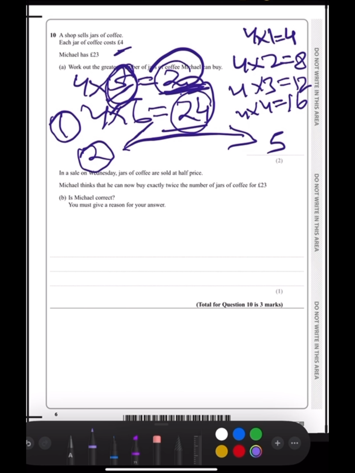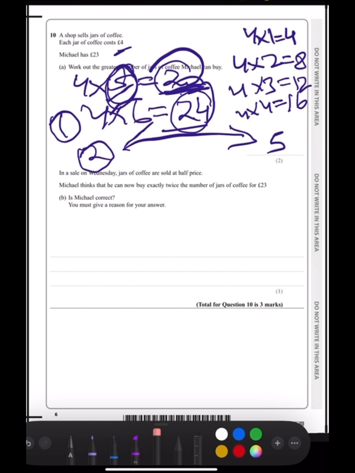In a sale on Wednesday, jars of coffee are sold at half price. Michael thinks that he can now buy exactly twice the number of jars of coffee for 23 pounds. Is Michael correct? You must give a reason for your answer. So for this one, he says that Michael thinks he can now buy exactly twice the number of jars of coffee for 23 pounds. Do you think Michael is correct?